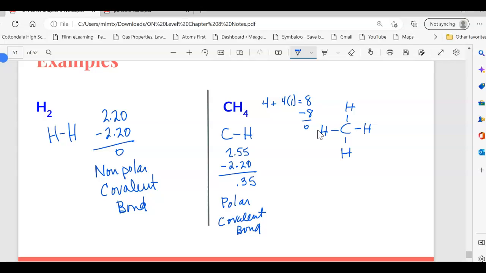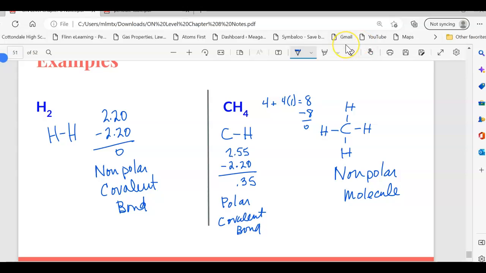If you look around this, all of the things around the central atom are exactly the same. So everything around the central atom is the same, and this is a non-polar molecule. So you can have a polar covalent bond in a non-polar molecule.